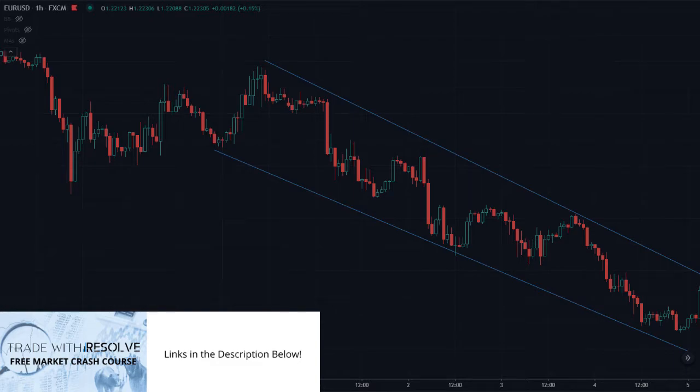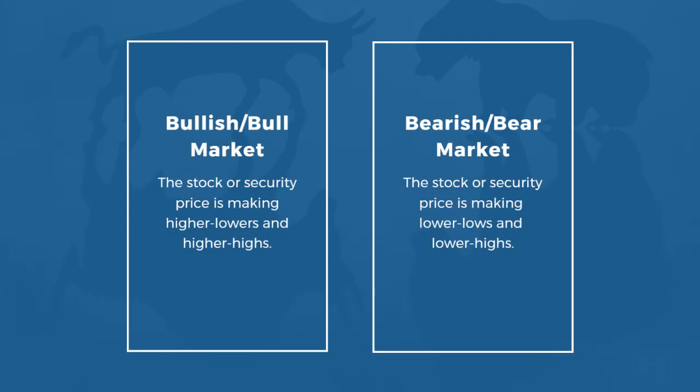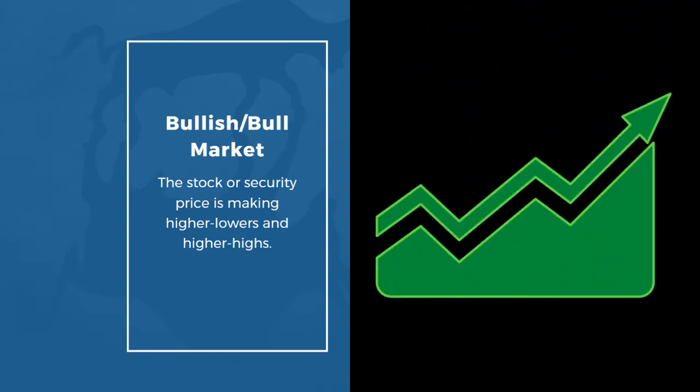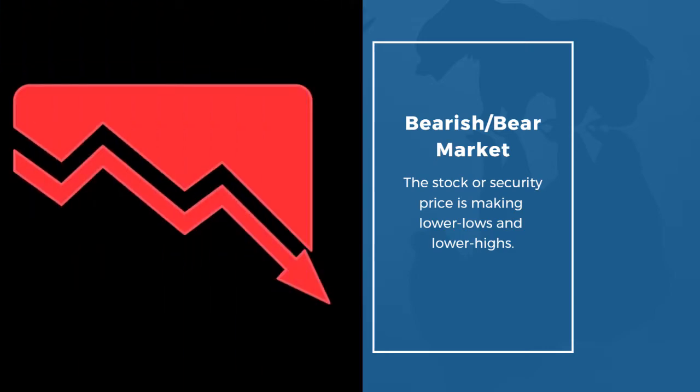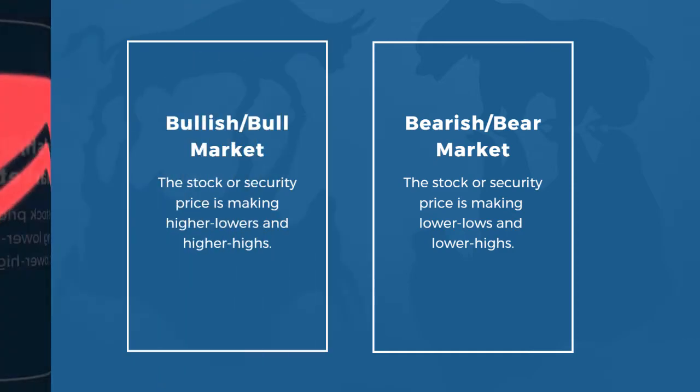Let's go ahead and discuss the difference between bullish markets and bearish markets. Bullish or bull market versus bearish or bear market. When you hear the term bullish or bull market, it simply means that the stock price or the security price is making higher lows and higher highs. So the price is simply increasing. When you hear the term bearish or bear market, it means the security price is making lower lows and lower highs. Therefore, the price is declining.